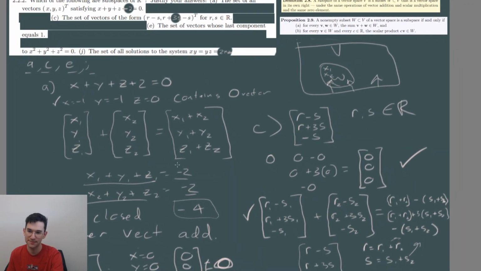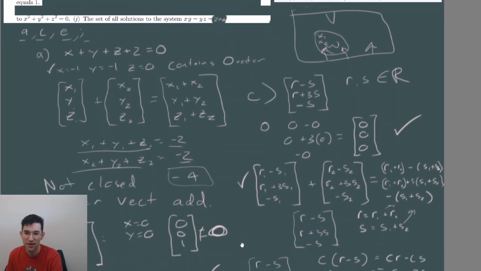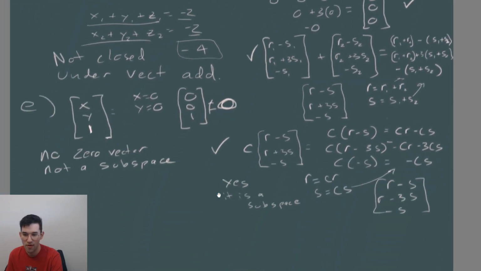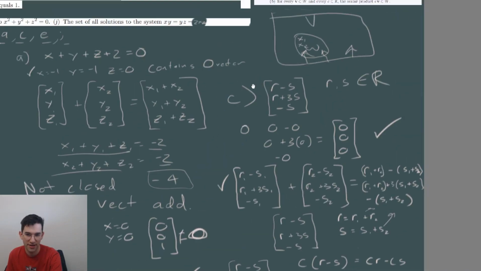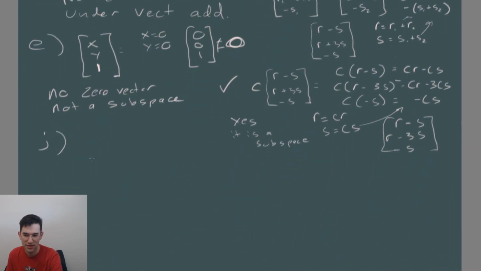So not a subspace. All right, last, the set of all solutions to the system xy minus yz equals 2xz. All right, let's see if we can do this one. This one I'm the most skeptical about, but we'll give it a shot, and if it fails, I'd love to hear what you guys did. xy minus yz equals 2xz.